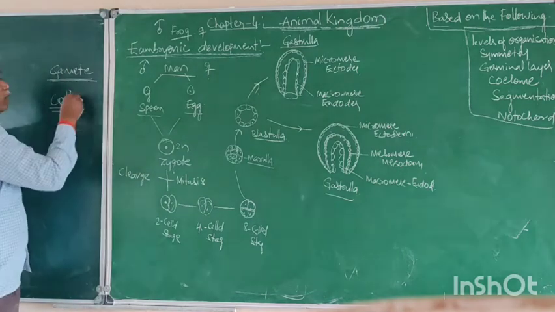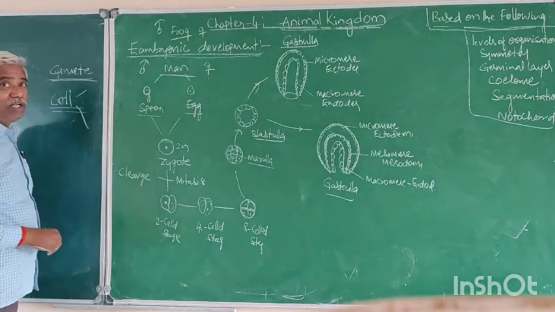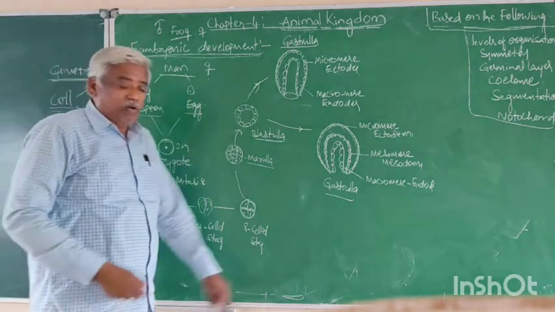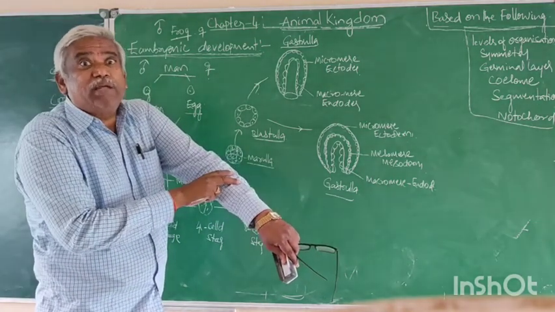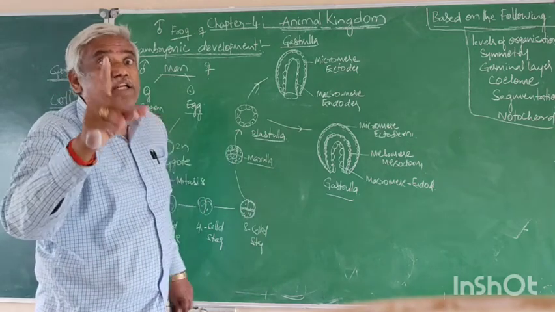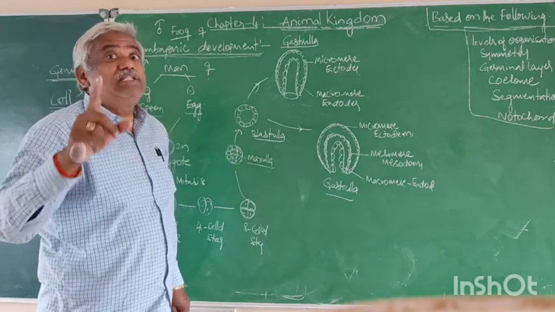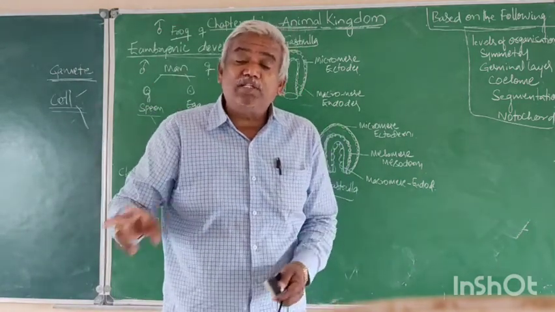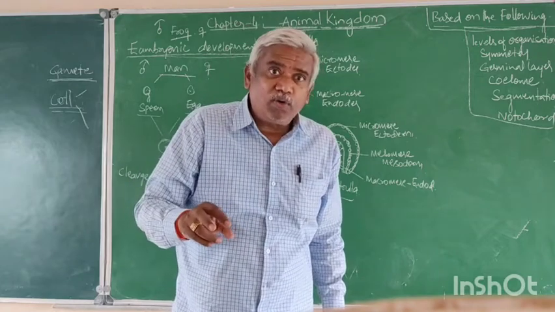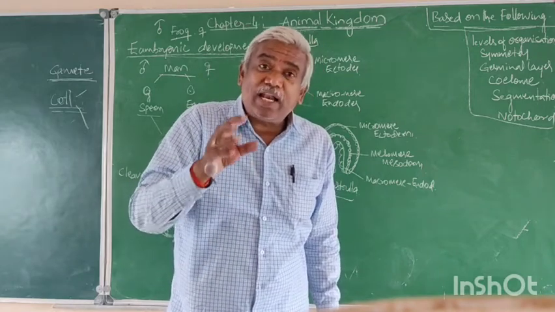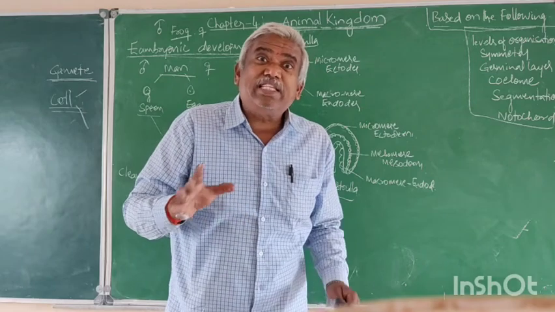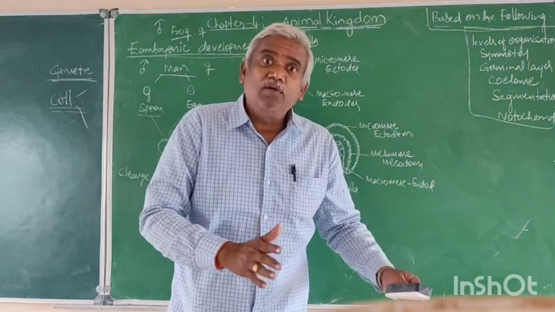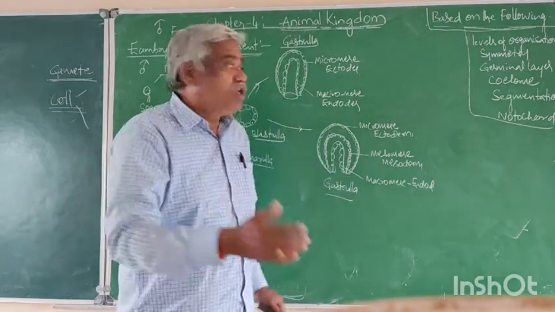A cell can be haploid or diploid. Our body is made of millions of cells, and each cell contains two sets of chromosomes; that is called diploid. Cells are classified into two types based on sets of chromosomes: one set is called a haploid cell, and two sets are called diploid.